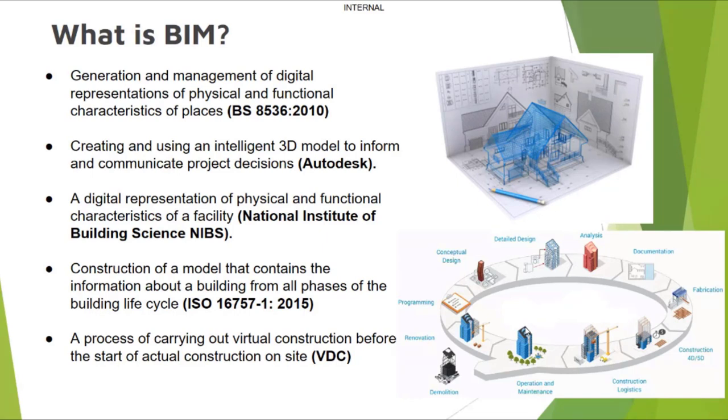Generally, the code used is BIM 8536. As per BS, BIM is the generation and management of digital representation of physical and functional characteristics of places. There are also different definitions as per Autodesk and the National Institute of Building Science.